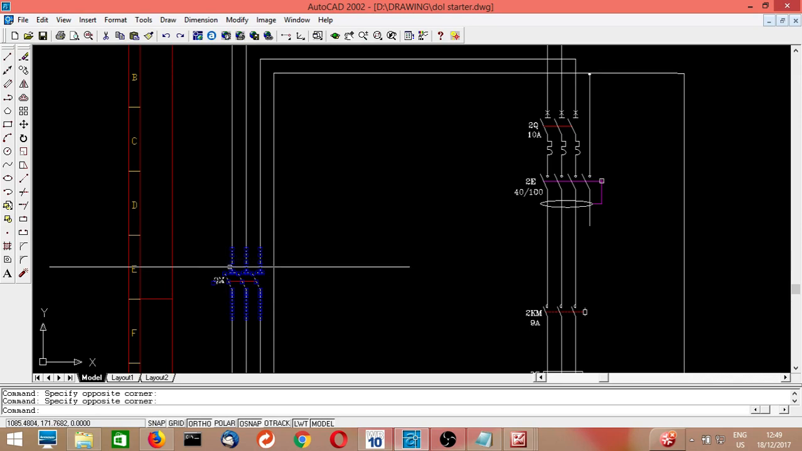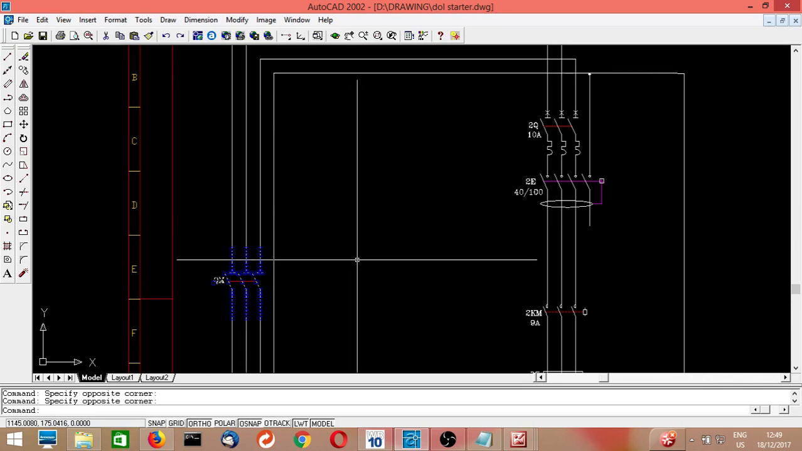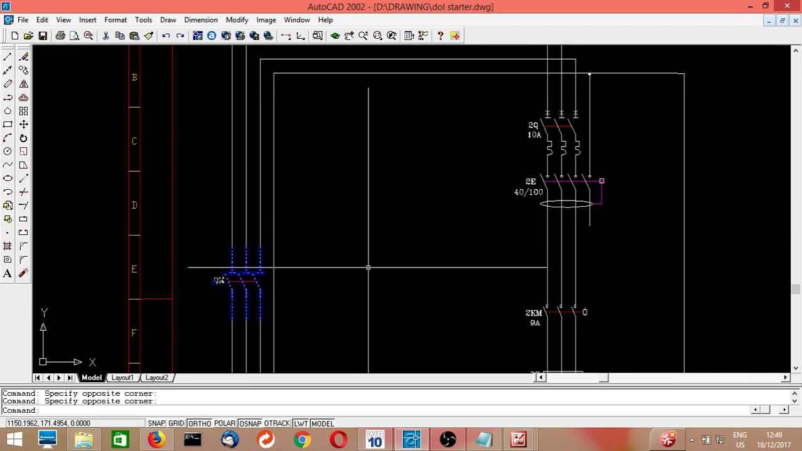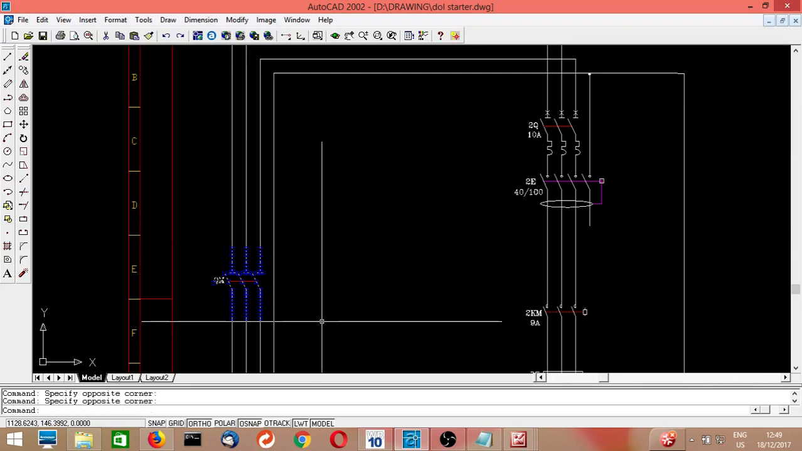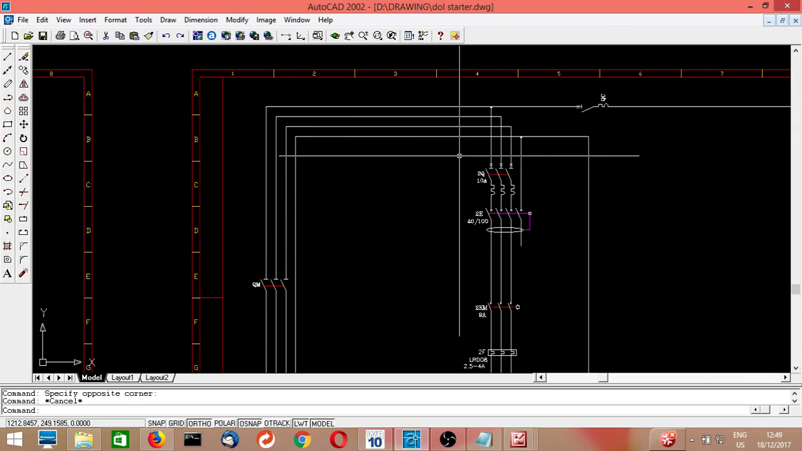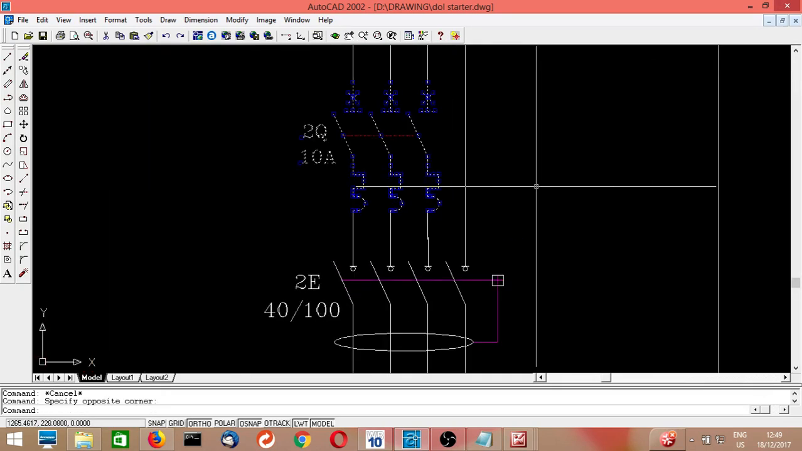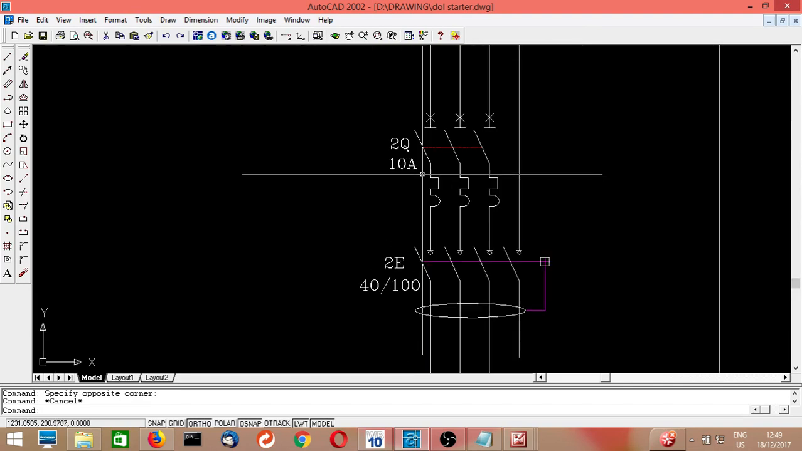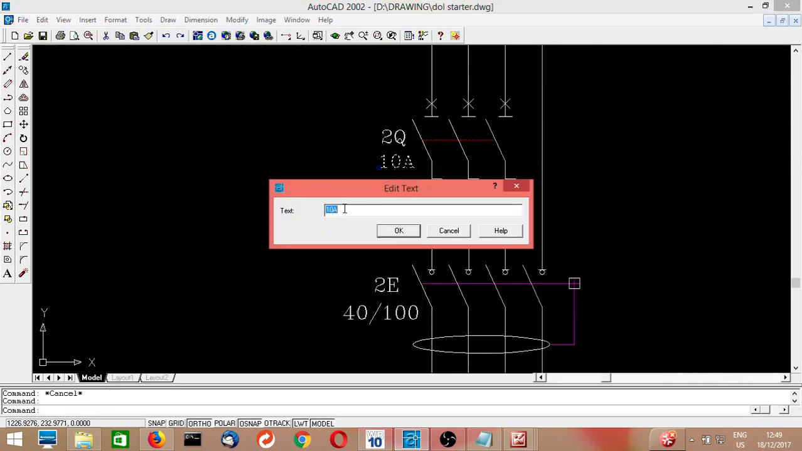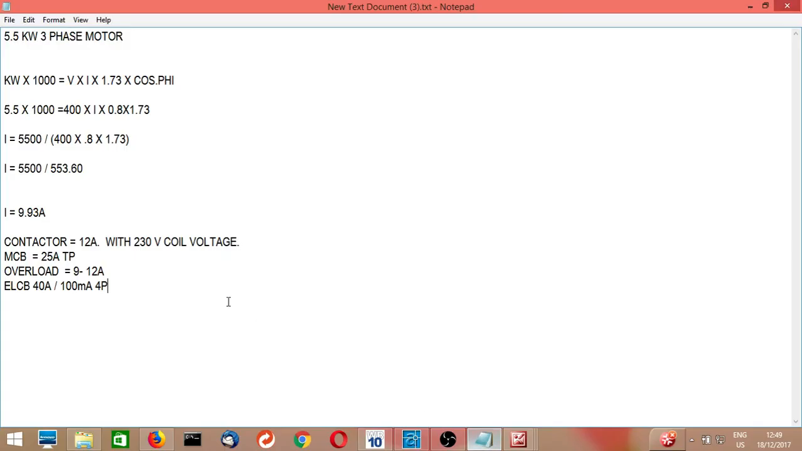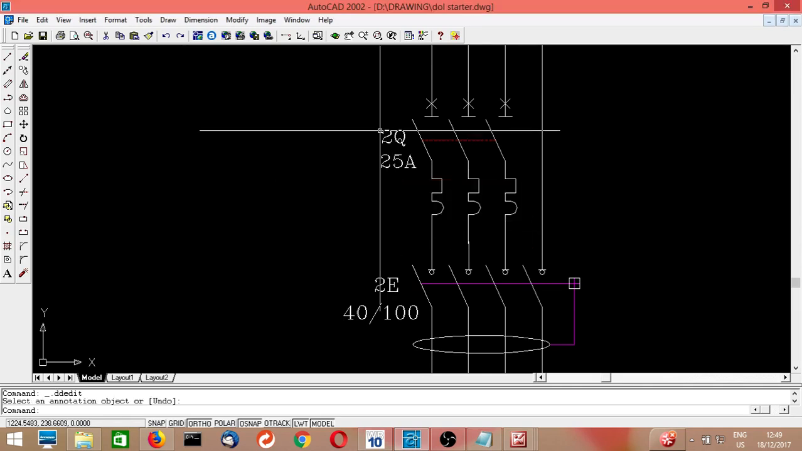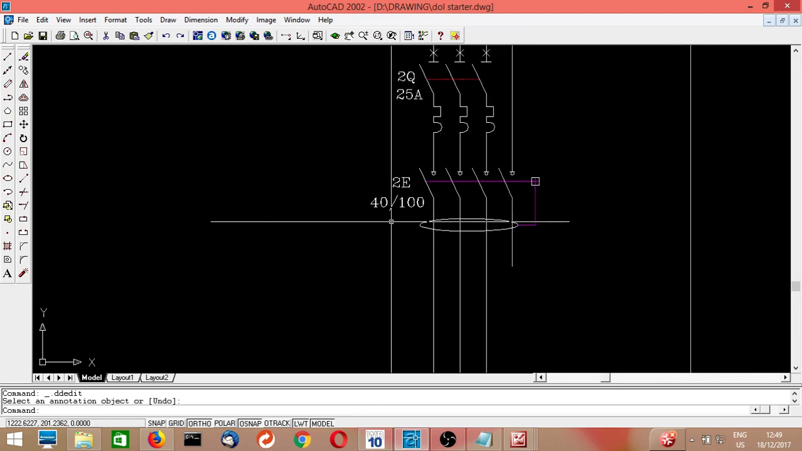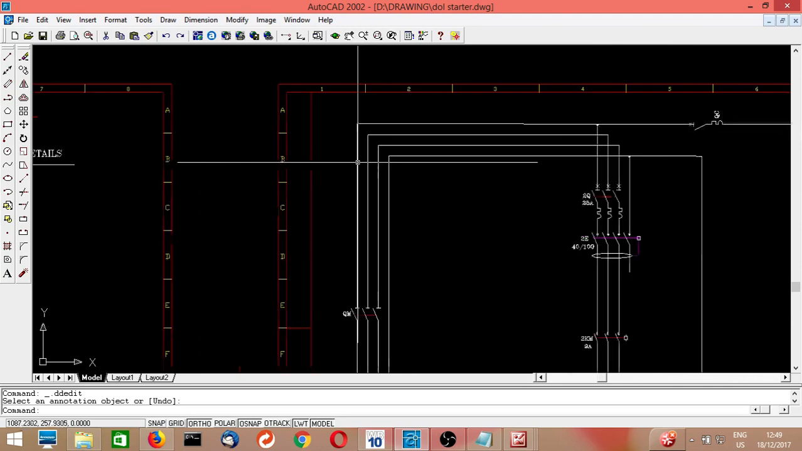The isolator is for a bigger panel. If our electrical panel has two or more starters, then we commonly use one isolator. In this case it is not necessary, so we directly give the supply to the MCB. This is the MCB, and in our case we need a 25 ampere GP MCB. It will go to the ELCB, a 4-pole ELCB.